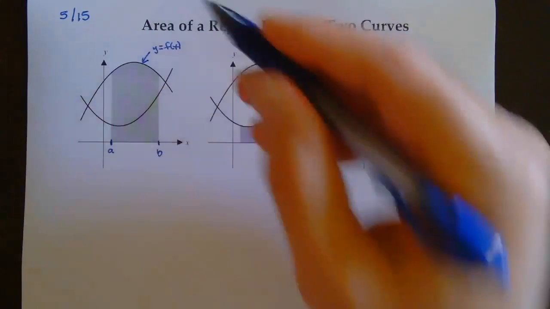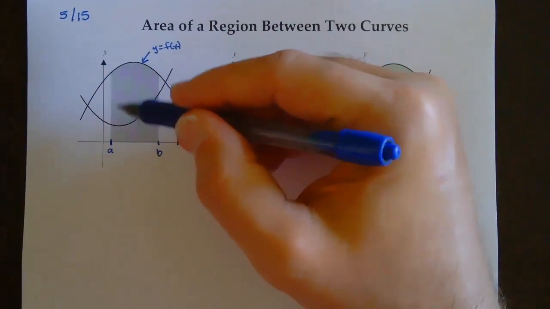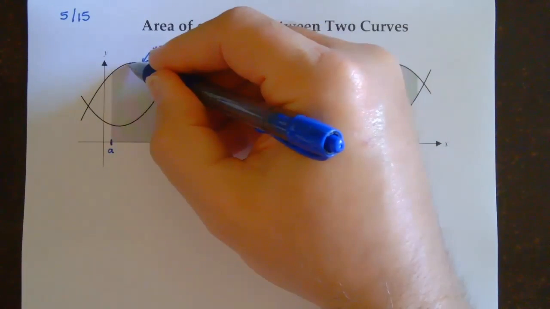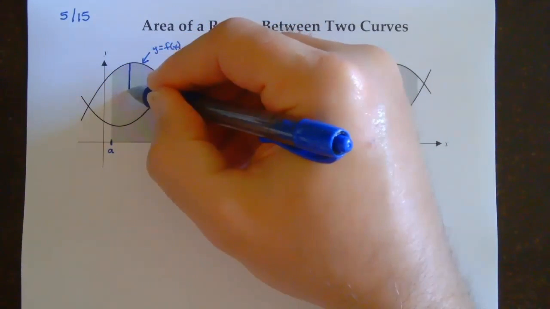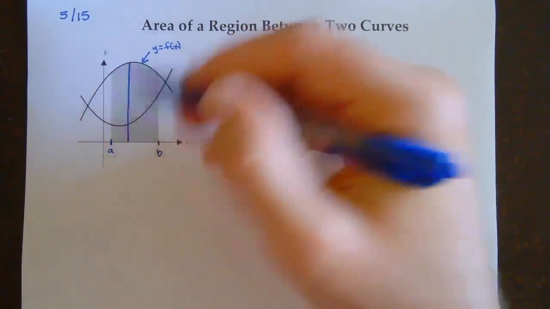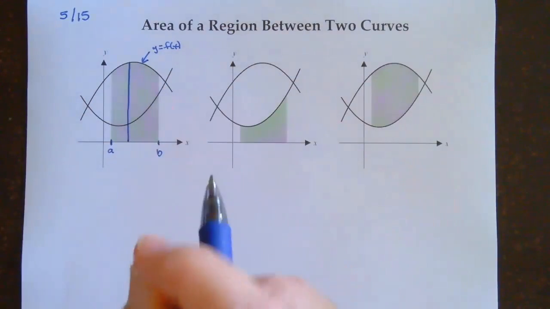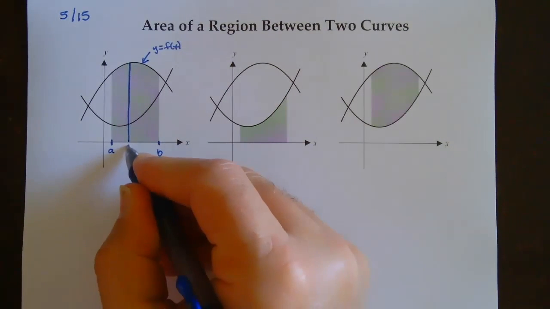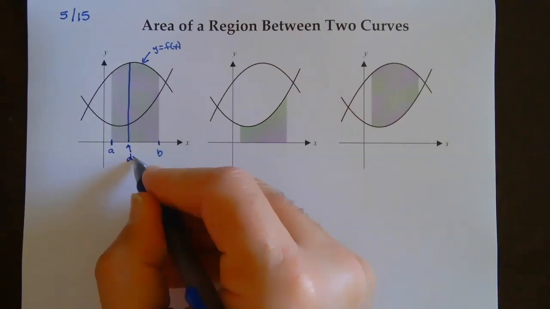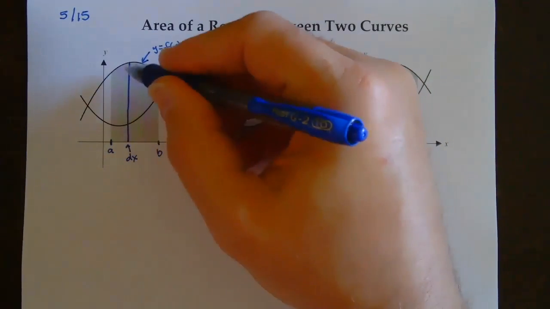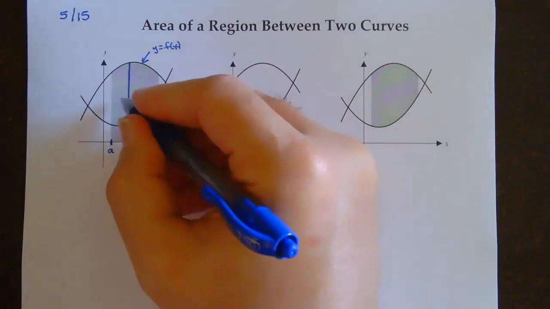Then what we're going to create is a bunch of rectangles. I'm going to make one representative one that's really, really skinny. The width is really, really small, and this little width right here would be my dx, represented by the dx. The length or the height of this rectangle would be the function value, f of x.